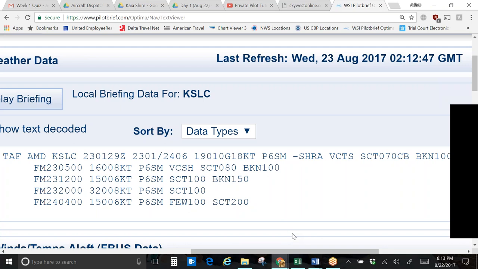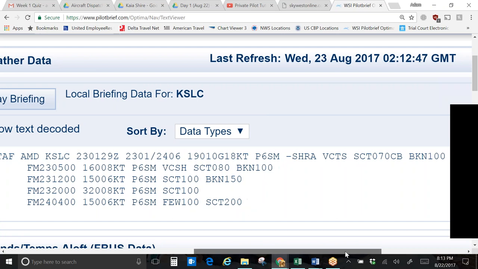We're going to look at the top two lines on this one first. Once again, this is an amended TAF, so it came out at a non-scheduled time, 23rd day at 129 Zulu. Valid from the 23rd at 01 to the 24th at 06. So this one is a 24-hour TAF. Wind 190, 10 knots, gusting to 18 knots, greater than 6 statute miles, light rain showers is what that stands for.